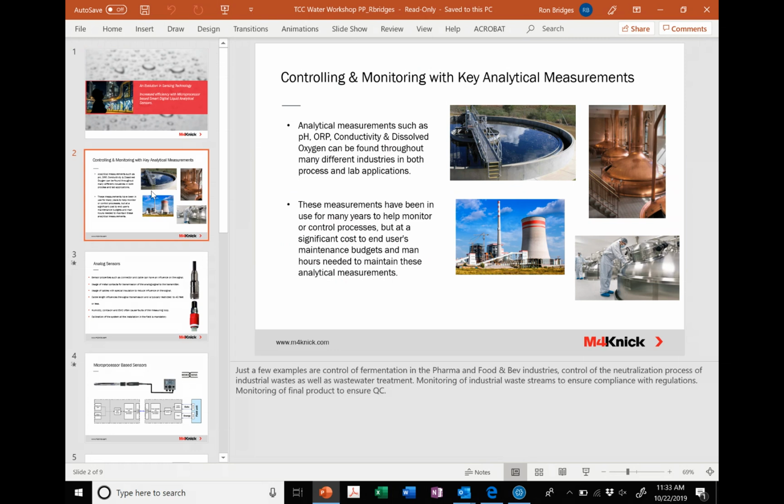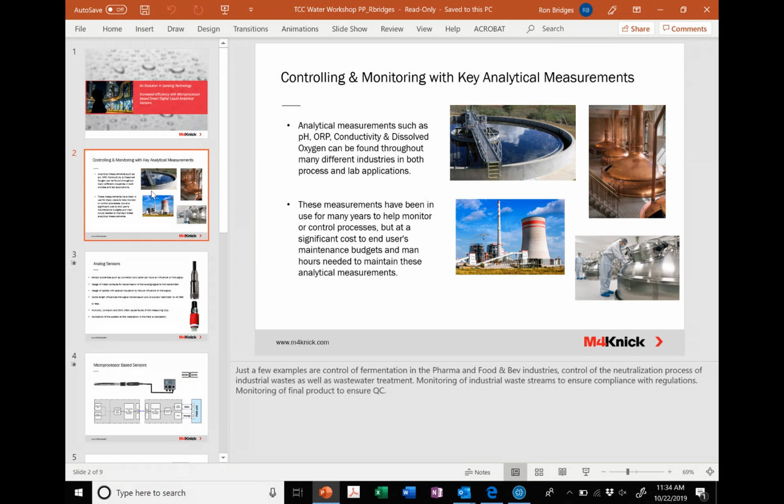There really isn't an industry where you wouldn't find liquid analytics, whether that be pH, ORP, conductivity, or dissolved oxygen. They're used in a variety of different ways, whether on the process side of an industry or also in the lab. So it's very common to find them in both sides of your business. Additionally, these measurements over the past decades have been used for both process control as well as monitoring. But with that said, there has been a significant cost to the end user to maintain these technologies.